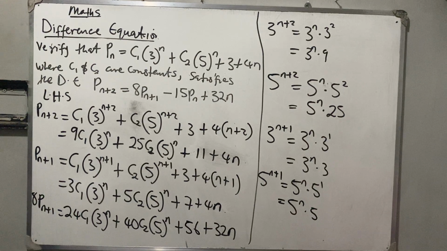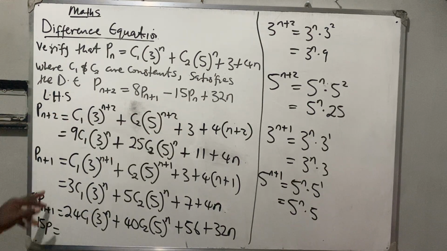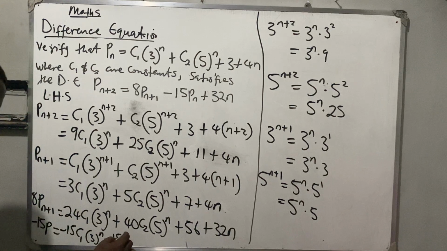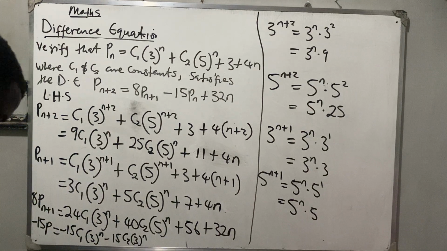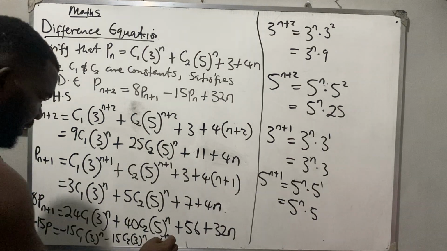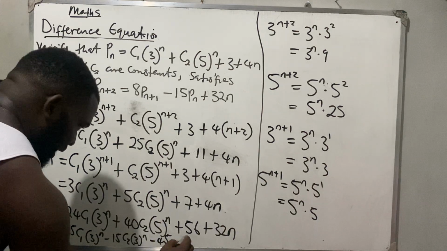Our minus 15p. Or let me say rather, our minus 15p is to use minus 15 to multiply everything here. So I have minus 15 C1, 3 raised to power n, minus 15 again, C2, 3 raised to power n, minus 15 times 3. 15 times 3 is 45, so minus 45. Then minus 15 times 4, 15 times 4 gives you 60, minus 60.